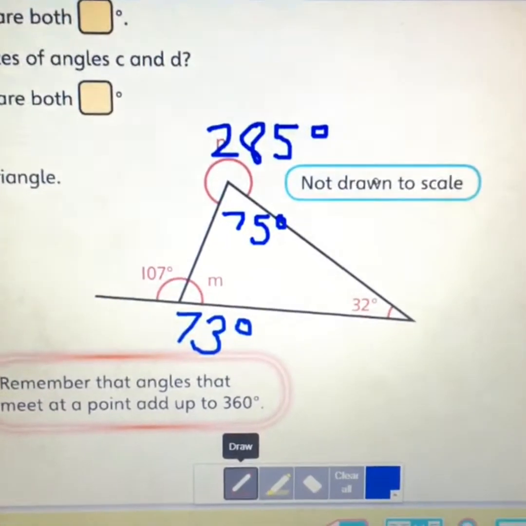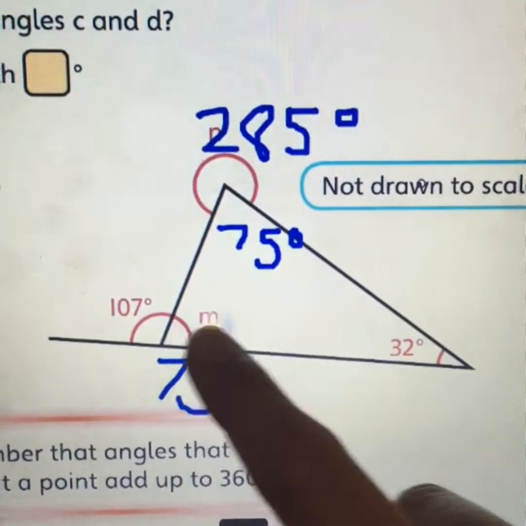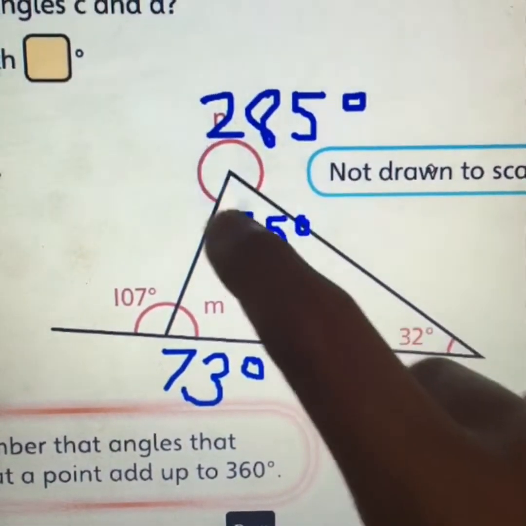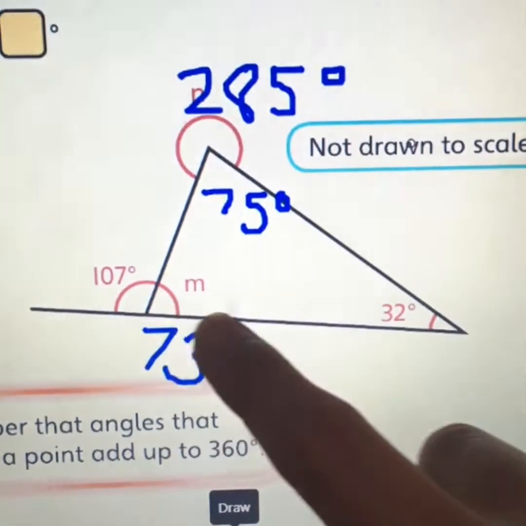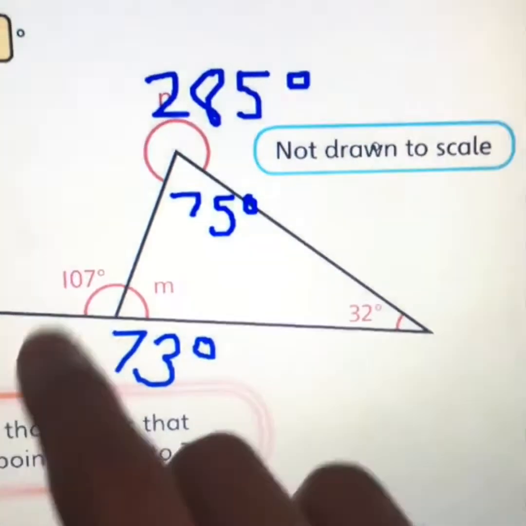Okay, this is another one where you've got lots of different things to work out. You know you've got a triangle, you know a triangle's 180 degrees. Here you've got a point, you know there's 360 degrees around a point. And here you've got a straight line, you know there's 180 degrees in a straight line. If you know all of that, you can work this out.